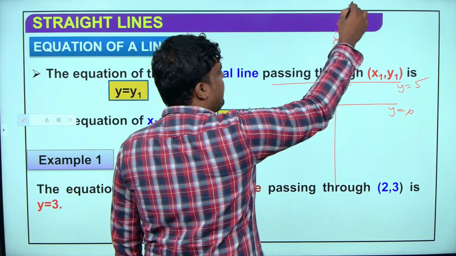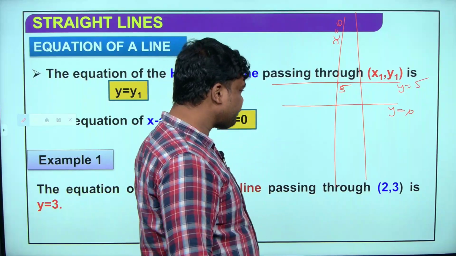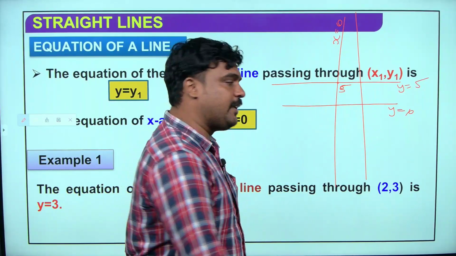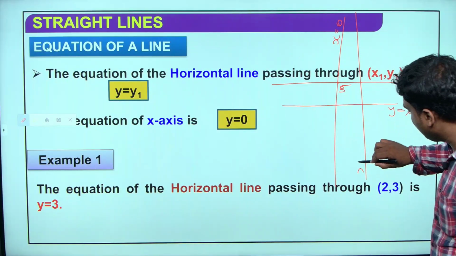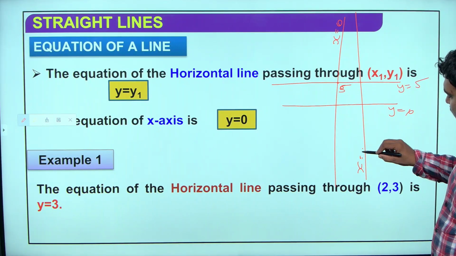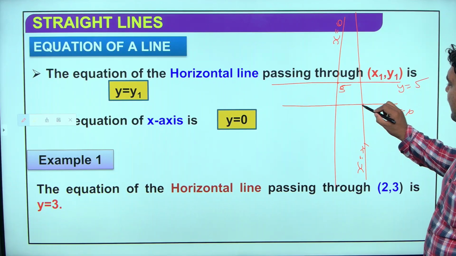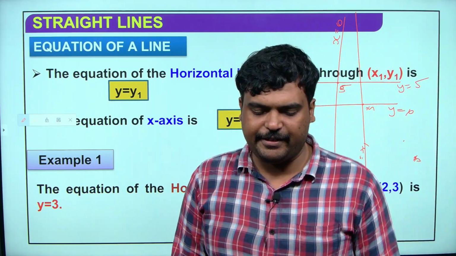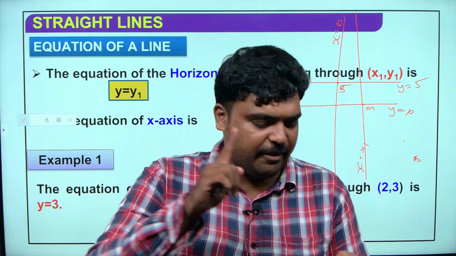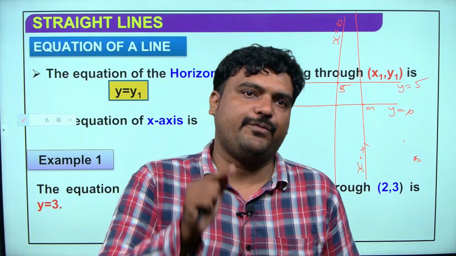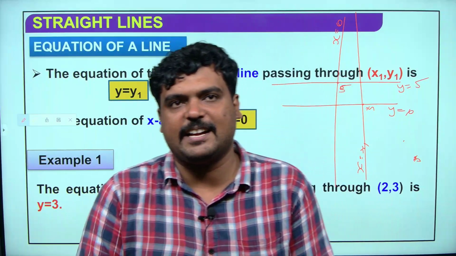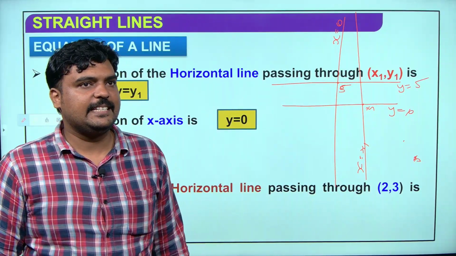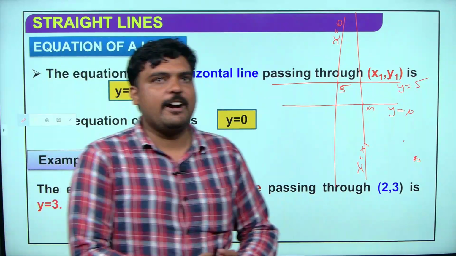What happens if the line is parallel to y-axis? Any line which is parallel to y-axis, we are going to call it x is equal to x1. Any point we call this as x1. So first thing you want to know is the equation of axis, and the equation of a line which is parallel to x-axis and parallel to y-axis. Clear in this guys? Guys clear? Okay.